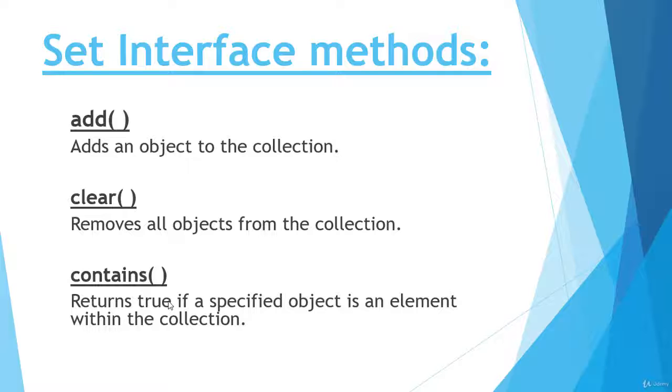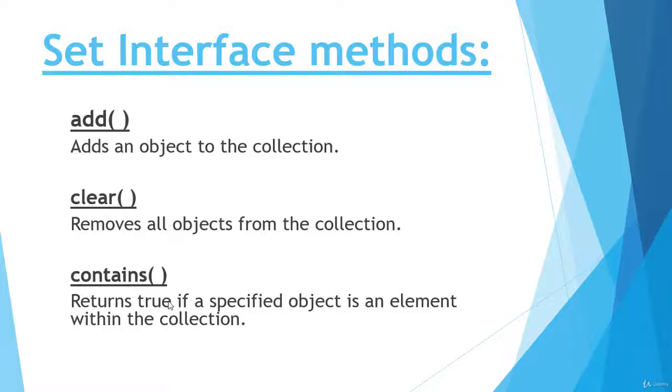First of all, the add method. We know about this method, which helps us to add an object to the collection. Second, we have the clear method. This method helps us to remove all the objects from the collection. Whenever we want to empty our collection, we will use the clear method, and for this we use the clear method in our set interface basically.